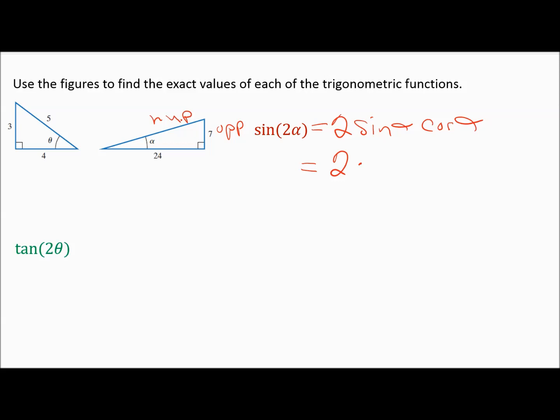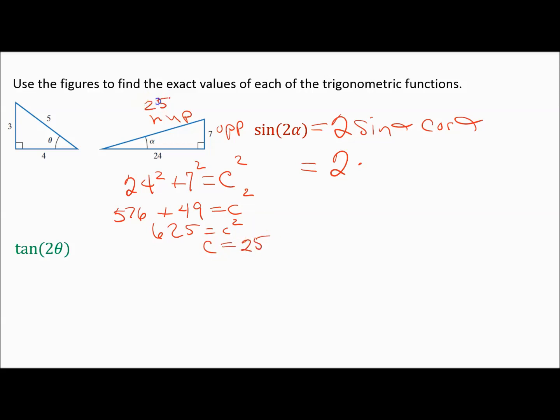We don't have the hypotenuse, so we're going to find that before we can finish our problem. So we have 24 squared plus 7 squared is equal to the hypotenuse. I'm going to call it c squared. So that gives me 576 plus 49 is equal to c squared. And 576 plus 49 is 625, which is equal to c squared. And the square root of 625 means c is equal to 25.